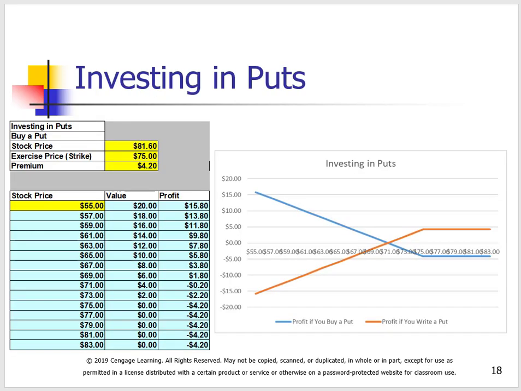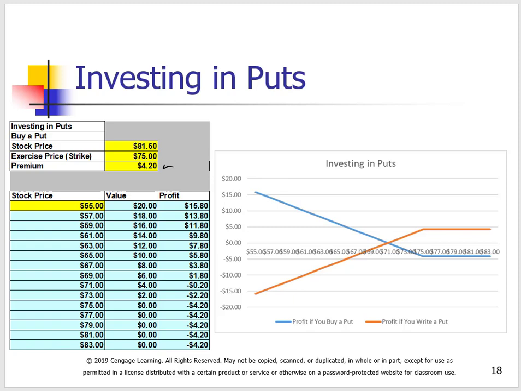So if we look at the strategy of how this works with a graph, here we have an $81 stock price, exercise price is $75, and the premium is $4.20. So again, if you buy the put, you have to pay $4.20. As long as the stock price does nothing, as long as it's above the strike price, you're going to lose, and you would lose that $4.20.